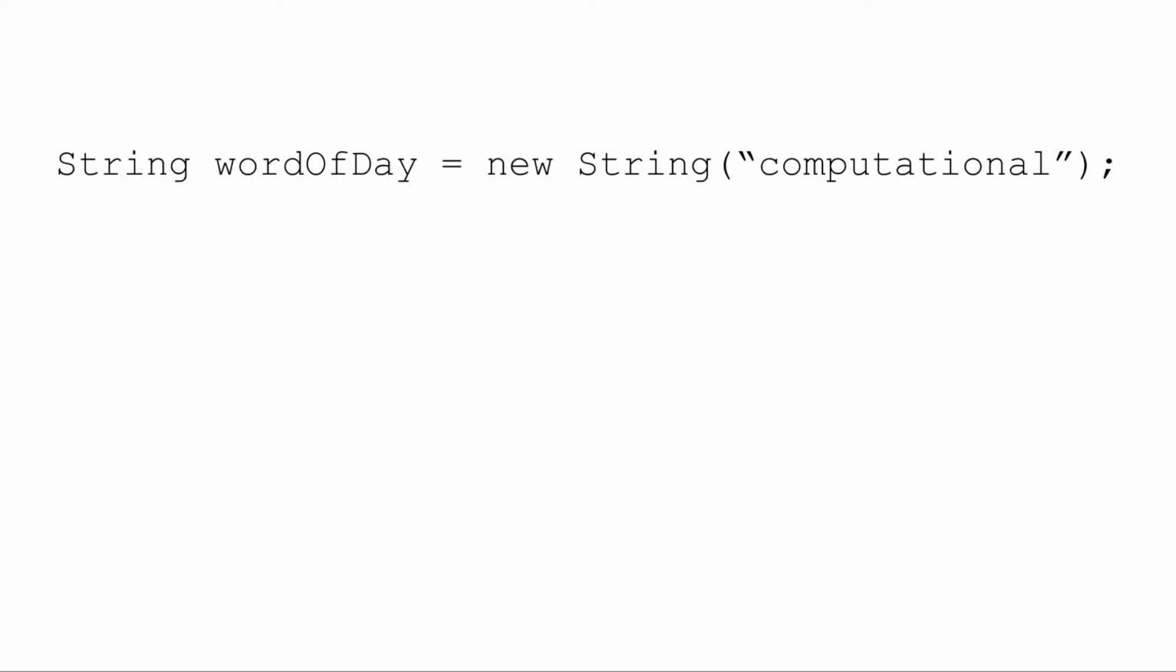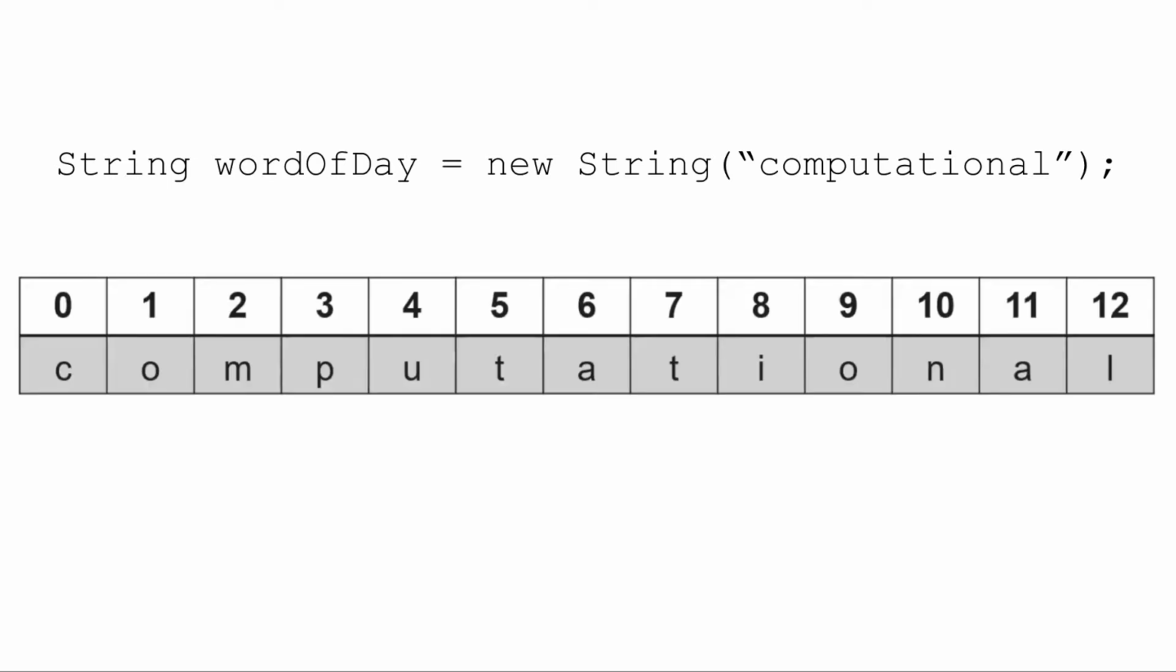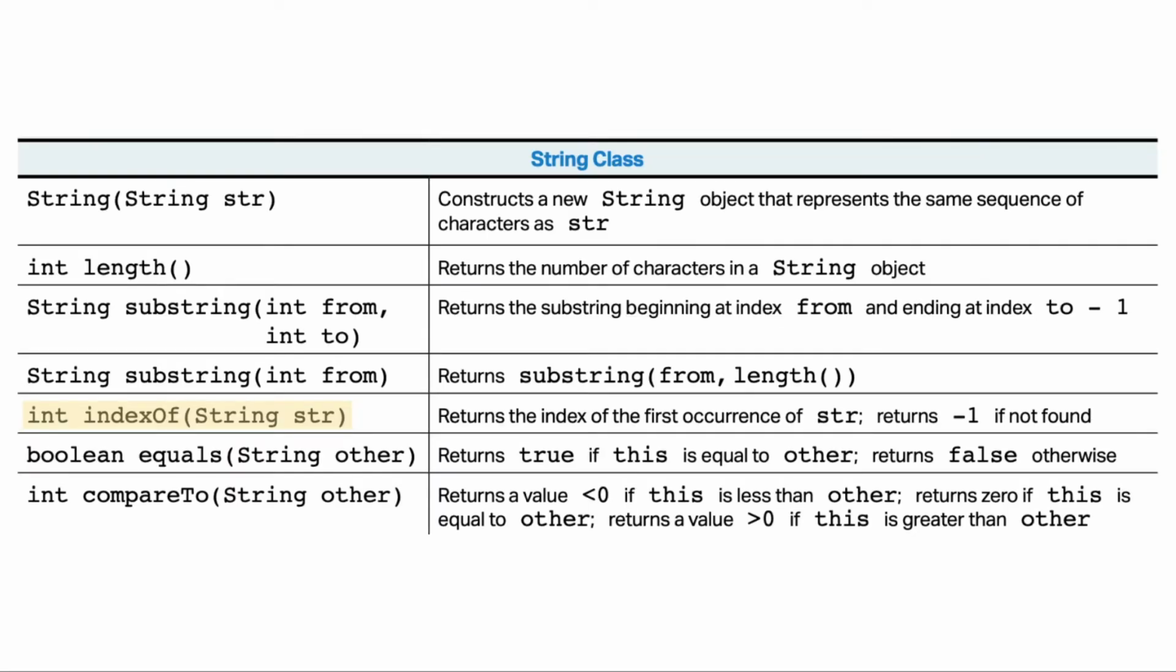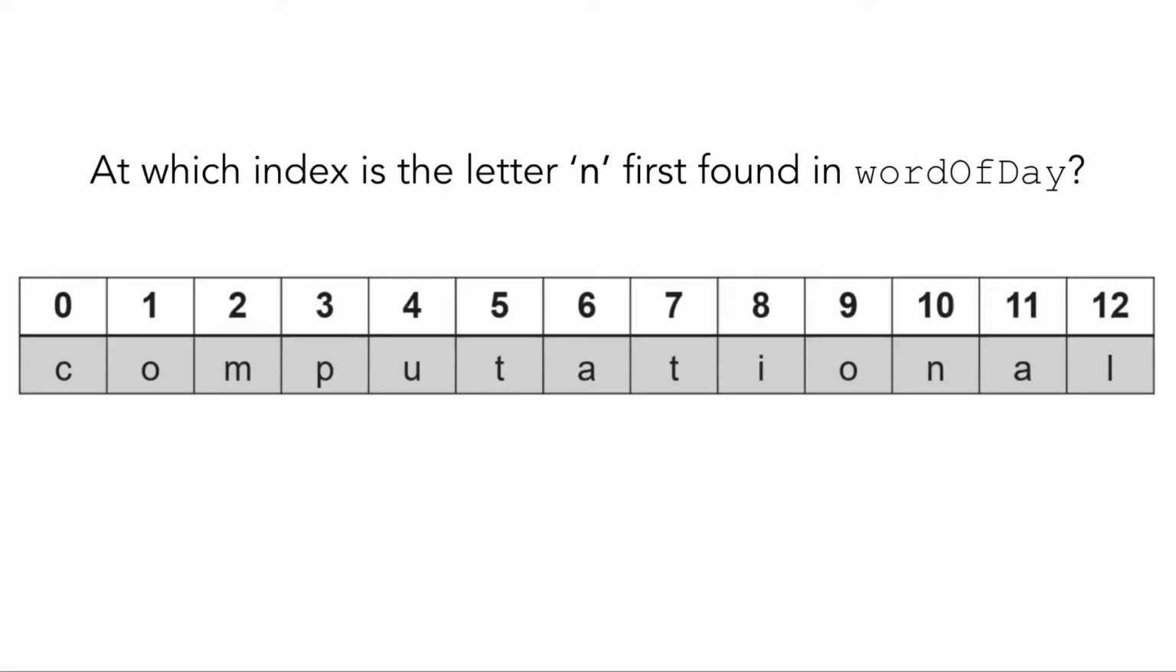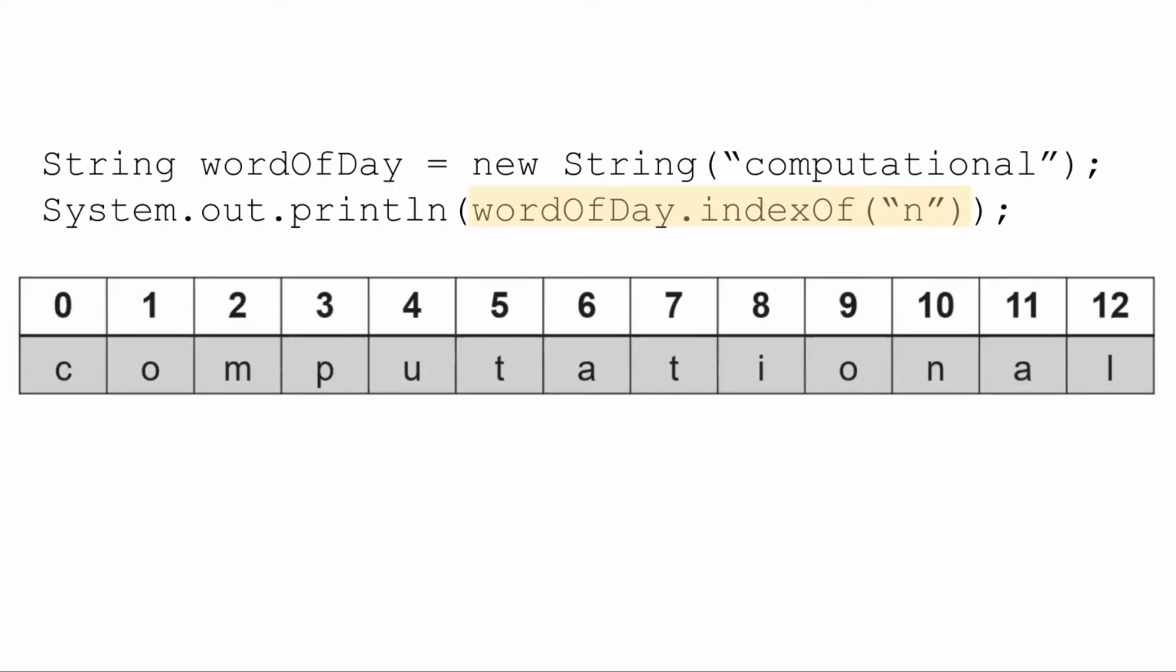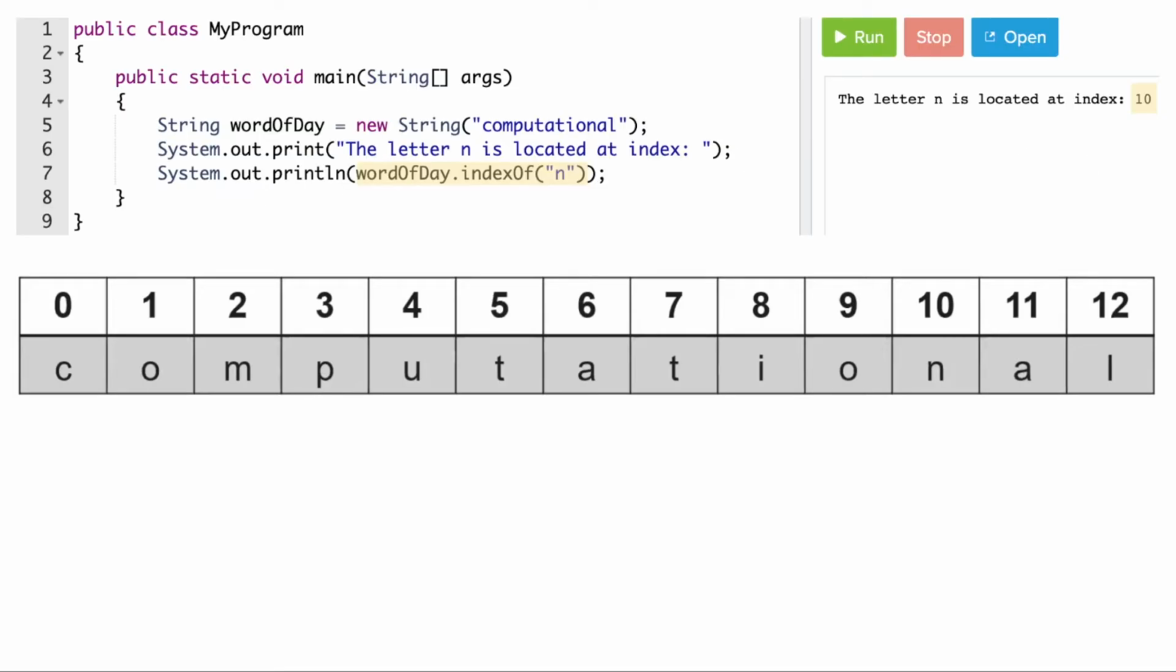Here I am creating a String object called wordOfDay. It will store the string value computational. A string is a sequence of characters. Each character in the string is indexed starting at 0. In this case, it ends at index 12. Let's apply the method indexOf that answers the question: at which index is the letter n first found in wordOfDay? We call the method indexOf with the actual parameter n on the object wordOfDay. If we run this code, it will return 10.